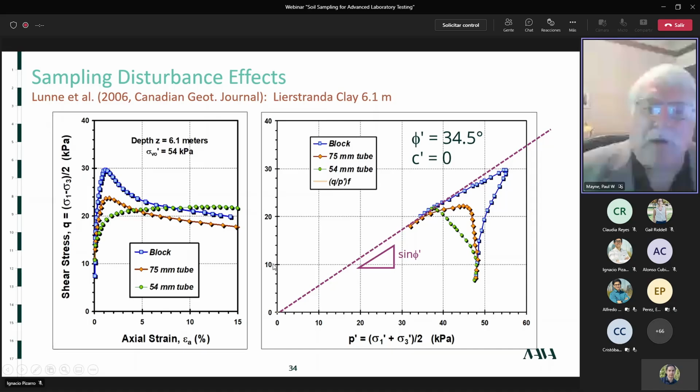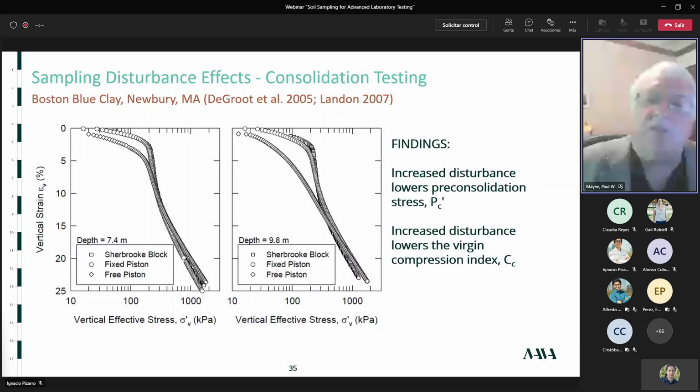But again, the good news is if we're measuring pore pressures, we're all going to end up at the same effective stress strength envelope. In this case, all 3 methods show that the clay has a c prime equal to 0, and the effective friction angle phi prime equals 34.5 degrees. So that's good news. Next, okay.